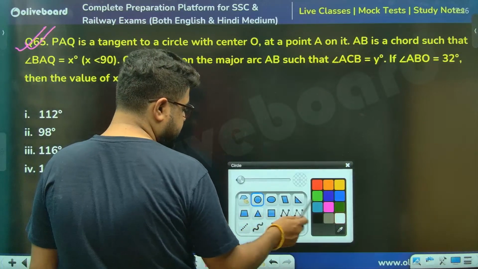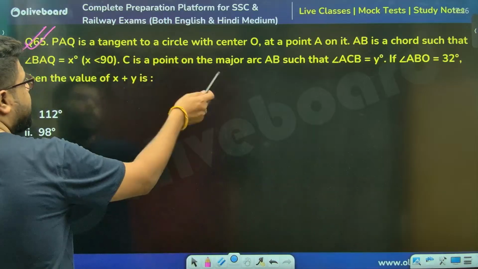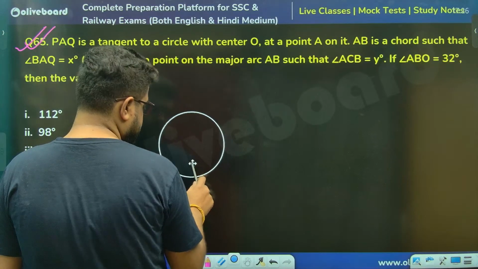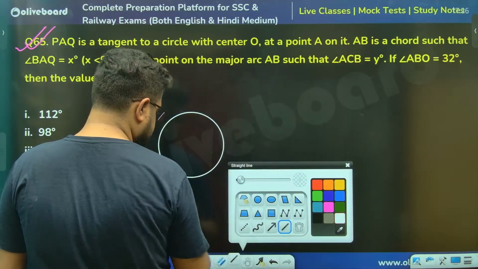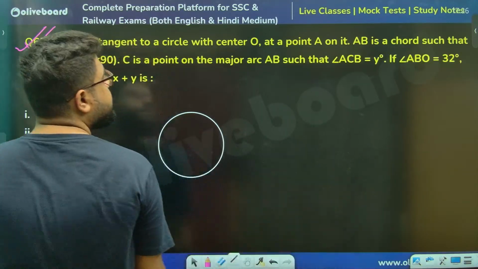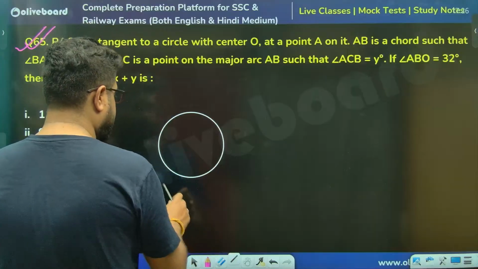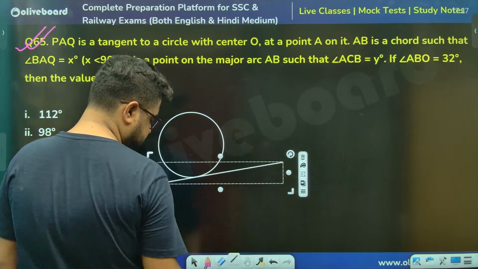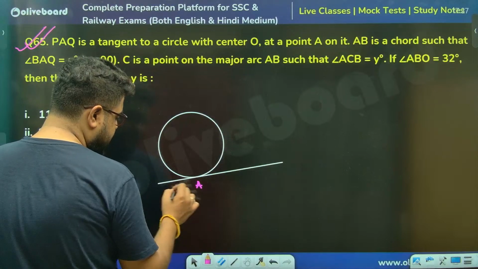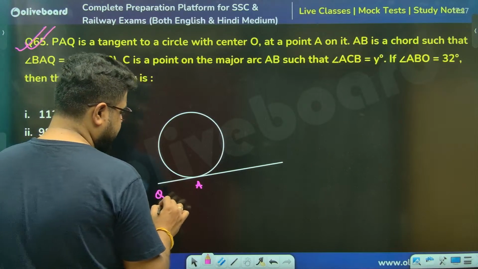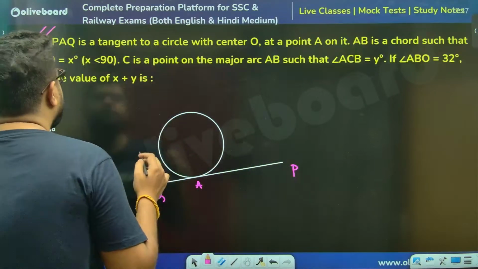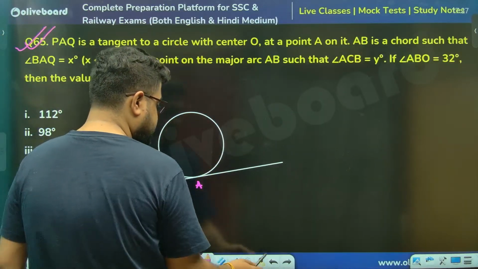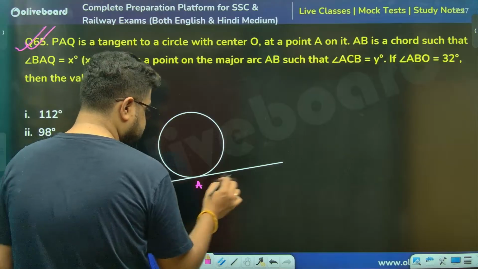Let's make our diagram. PAQ is a tangent to a circle with center O at a point A on it. So it's like this. This is A, this is P, and let's take this as Q, because angle BAQ is there.